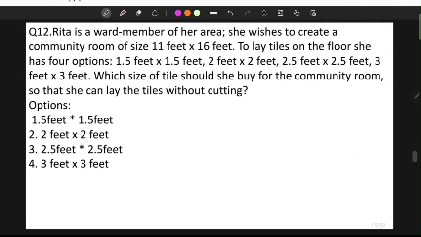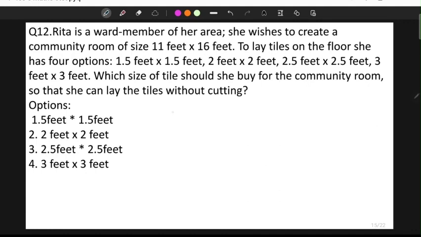Rita is a ward member of her area. She wishes to create a community room of size 11 feet by 16 feet. To lay the tiles on the floor, she has 4 options: 1.5 feet by 1.5 feet, 2 feet by 2 feet, 2.5 by 2.5, and 3 feet by 3 feet. Which size of tiles should she buy for the community room so that she can lay the tiles without cutting? What is the question actually?